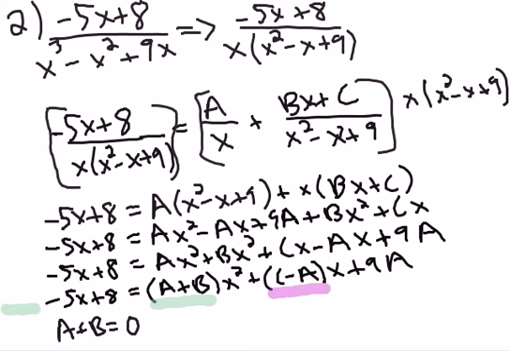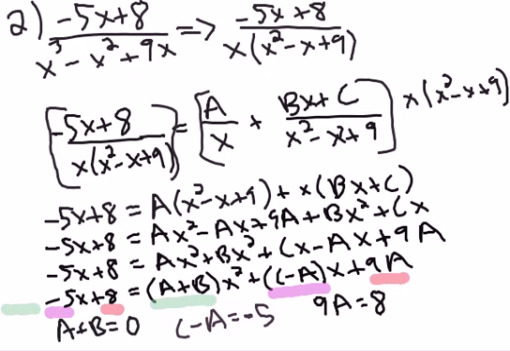c minus a is the coefficient of x. The coefficient of x here is -5. So c minus a equals -5. Okay. And lastly, the constant, we have 9a equals 8, since those are the only constants. So 9a equals 8. So we're going to have some fractions here, but that's okay. Fractions are not a bad thing. So let's do the system on the next page.